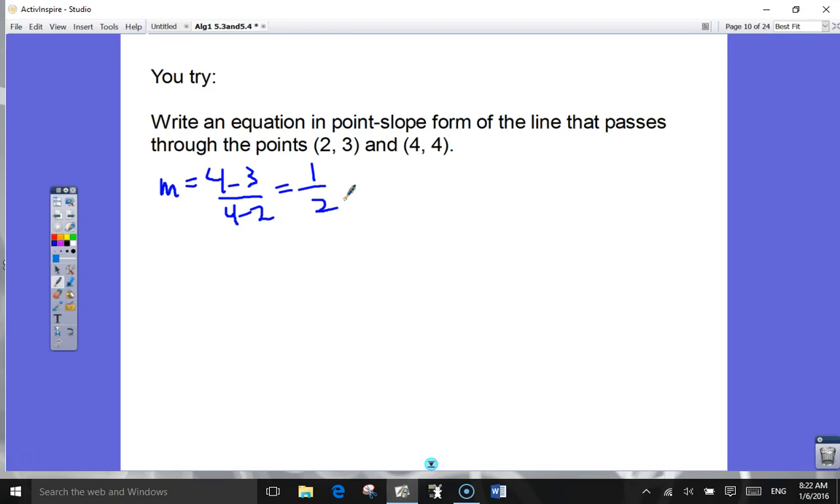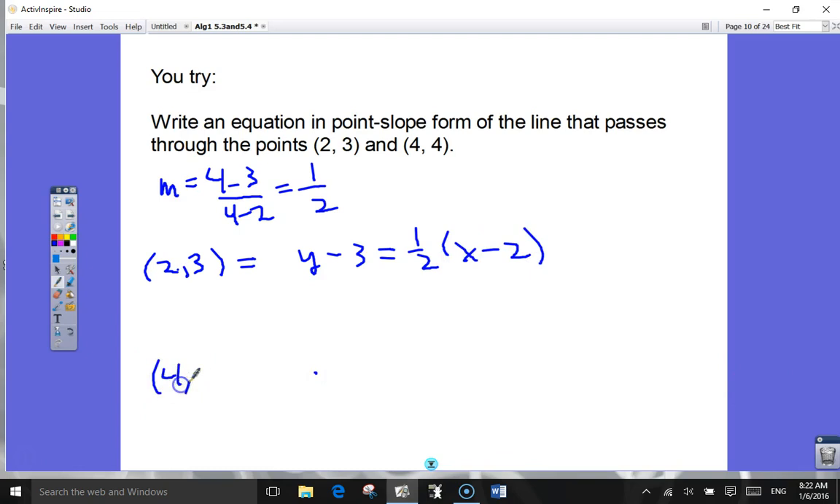Okay, so now we have to plug that into the formula. What is it going to look like if I use 2, 3? y minus 3 equals 1 half times x minus 2. What if I use 4, 4? y minus 4 equals 1 half times x minus 4. Which look different, and that's okay. I'll check for both.